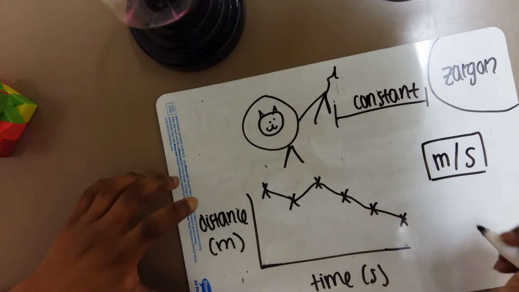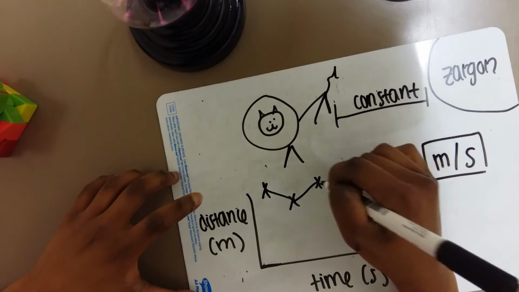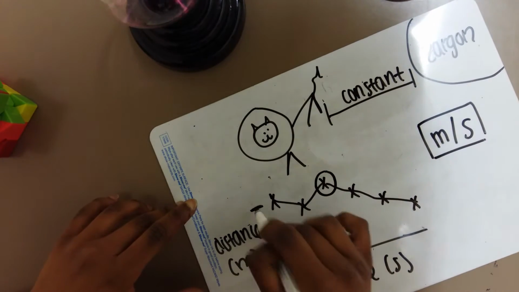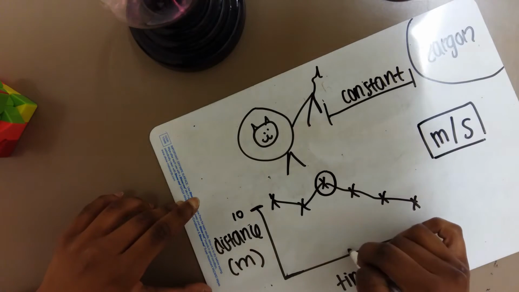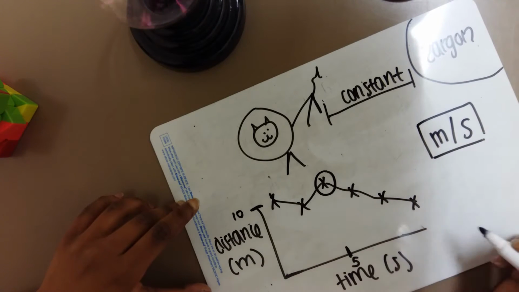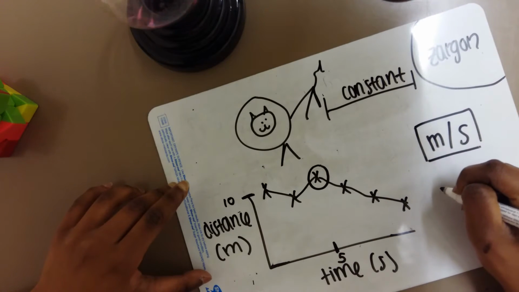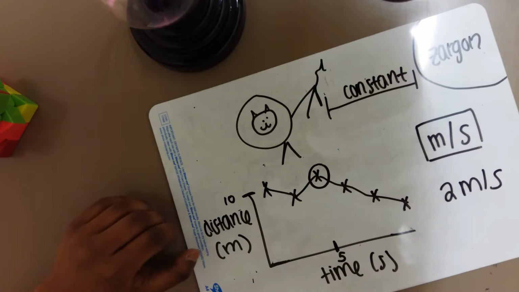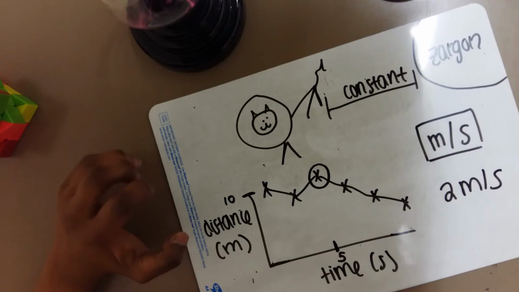So if we want to find the speed of the cat at this point, we would only need to divide this value, which is, let's say, 10, by this value, which is, let's say, 5, in which case we would get a nice clean 2 meters per second. Right.